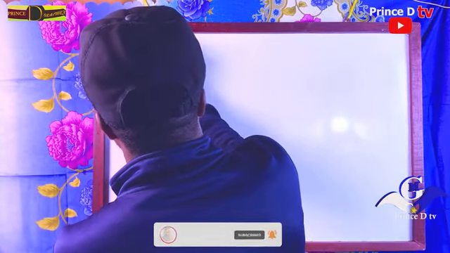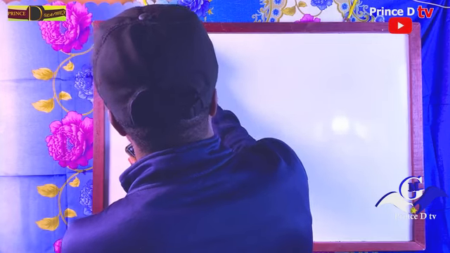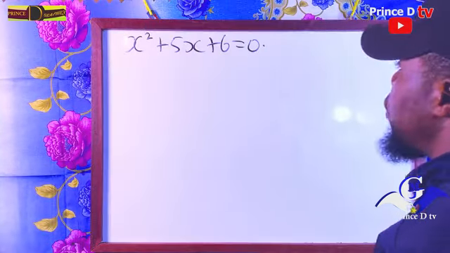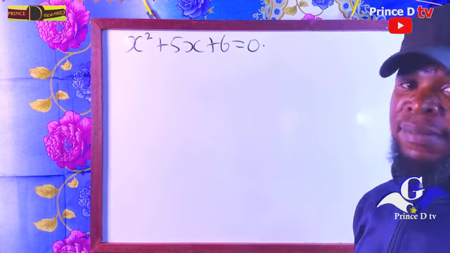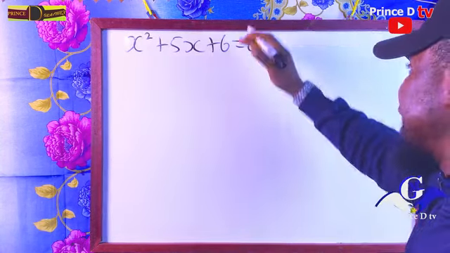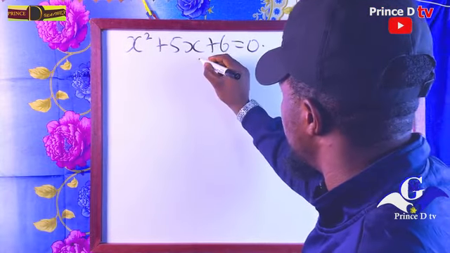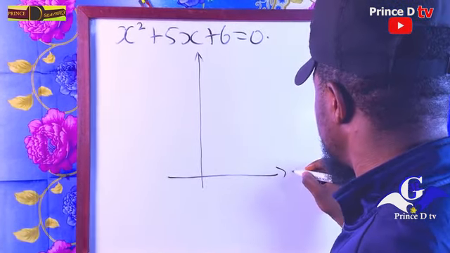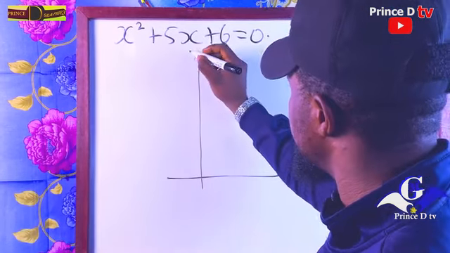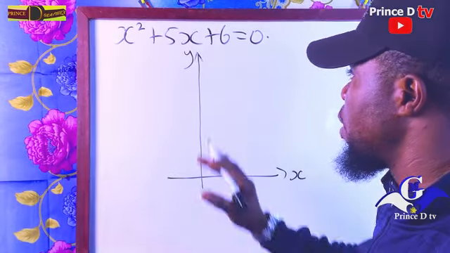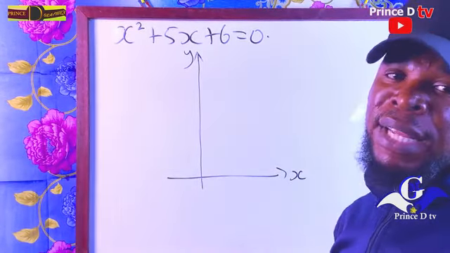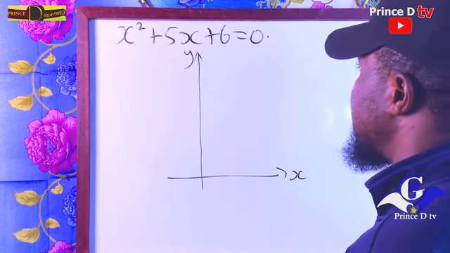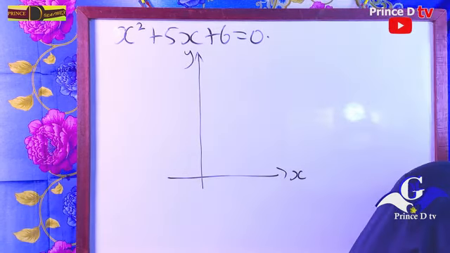x squared plus 5x plus 6 equals 0. We have to graph it on a coordinate plane, so we have to do that on an xy plane. Here is our coordinate plane, like this. We have our x and, of course, we have our y. But before that, like I said, we have to look for the vertex, intercepts, and the axis of symmetry.